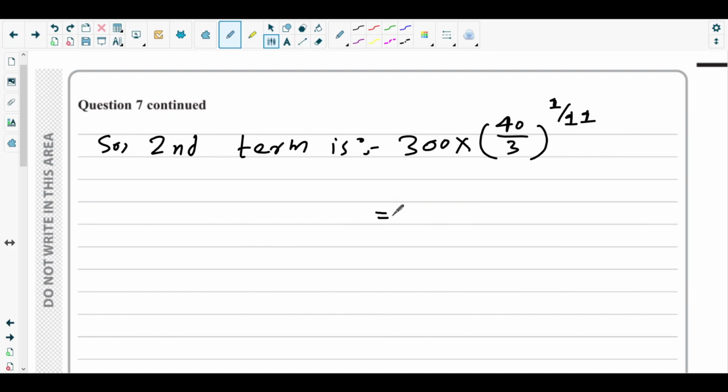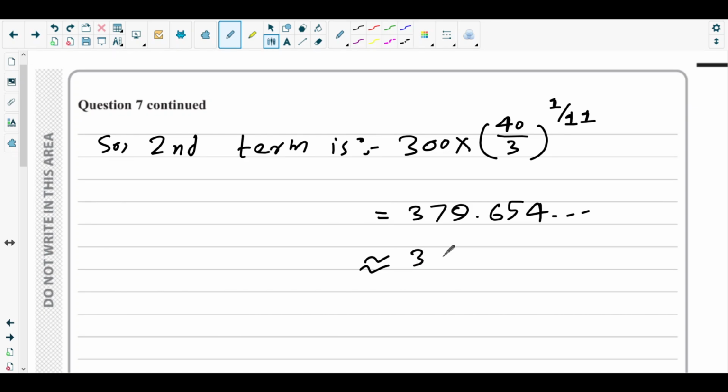Oh, this is R. So R to the power 1. So yeah, this is just R. Second term is A R to the power n minus 1. So n is 2. So 2 minus 1 is what? Power is 1. So 40 over 3 to the power 1 over 11, this is 1.265 something. So times 300, it gives 379.654, something like that. So we can round it to the nearest what?